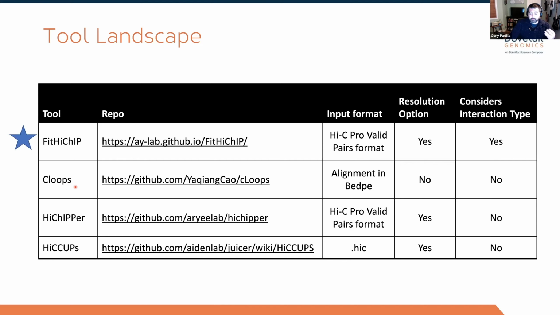There is C-loops, which works quite well. It takes an alignment and BEDPE format, but it's very canned in that it doesn't let you select options for resolution or consider different interaction types. There's HiChIPper, requires HiC-Pro valid pairs format, has a resolution option, but doesn't really allow us to select what interactions we want to consider. And then there's HiCUPS. This is really developed for Hi-C contact matrices, but it can detect things like CTCF HiChIP loops. And you can go that approach, but it was really developed on genome-wide contact matrices and Hi-C data.